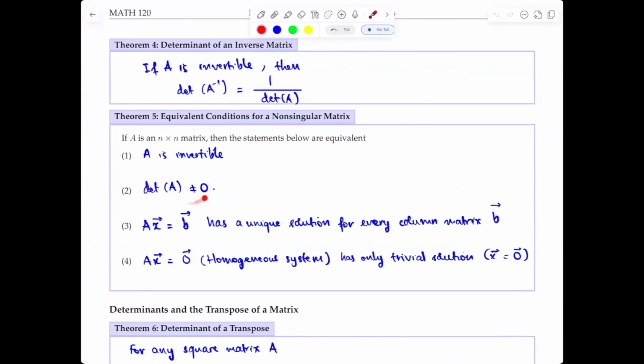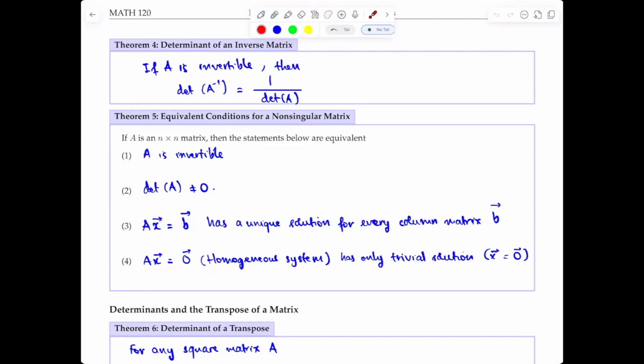So when the determinant is different from 0, you have an equivalent statement that A is invertible, but also you have a unique solution for this type of system. And we use this fact in the first part of the problem. Now, for the second part, when you have a homogeneous system, that is, on the right-hand side you have a 0 vector, you can use the fact here. That is, the homogeneous system has only the trivial solution.